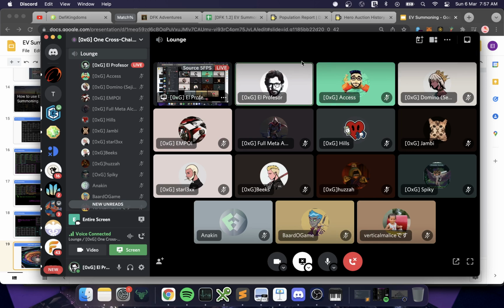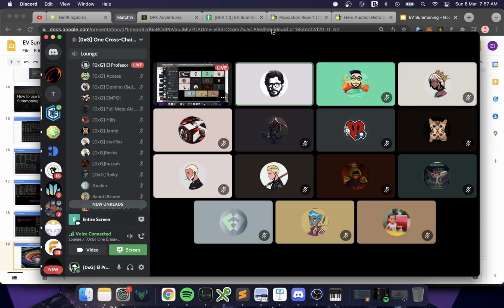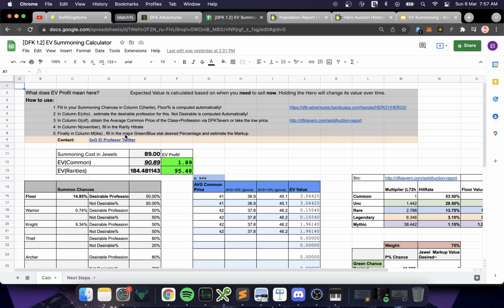Okay, assuming there's no questions, I will just move on to showing the calculator, and then we can get summoning. So basically, this is the summoning calculator I made on G-Sheets. It's basically very simple because you have to put in all the numbers yourself. But how to use it is basically here.